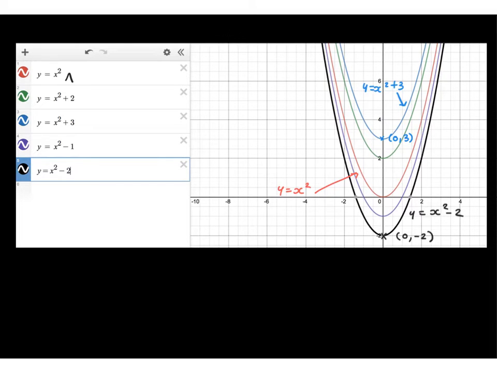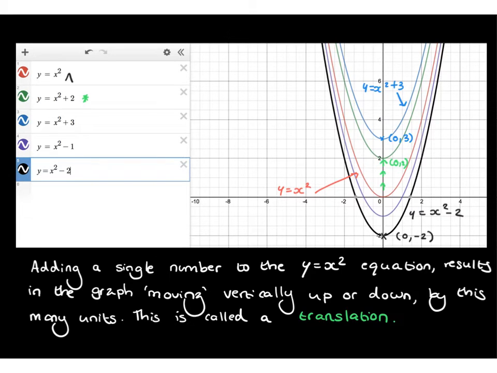So this graph, for instance, y equals x squared plus 2, if you look at it, you can see that the original red graph has been shifted 2 units up the y-axis, so the y-intercept is now (0, 2). So adding a single number to the y equals x squared graph's equation results in the graph moving vertically up or down by this many units, and we call this a translation. And if you can think back to when you looked at the transformations topics in year 7 and year 8, you will remember hopefully a little bit about translations and translation vectors, and this is something you will study in much greater detail in year 11 as part of your GCSE.